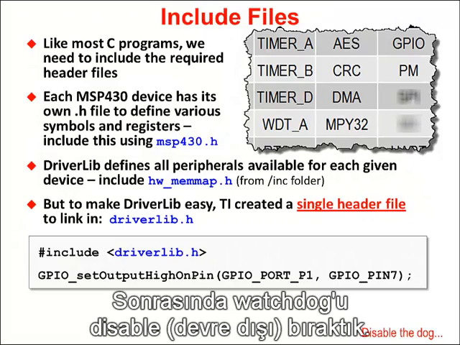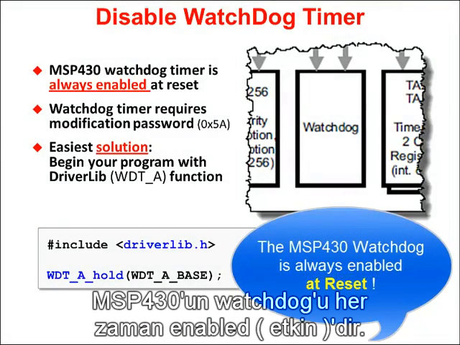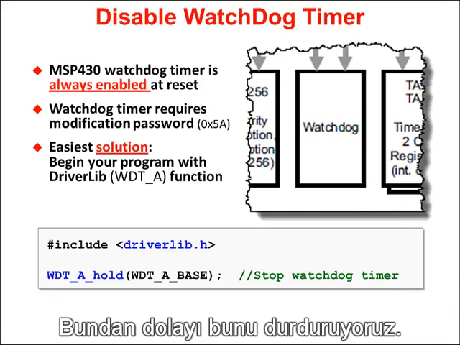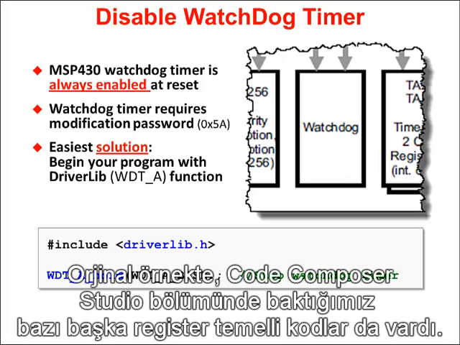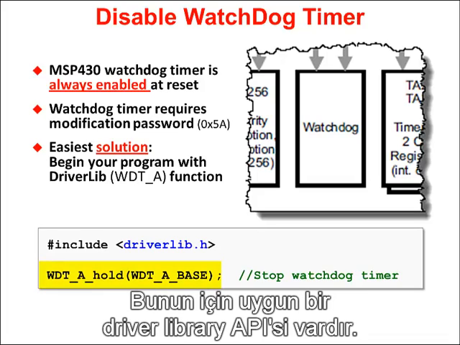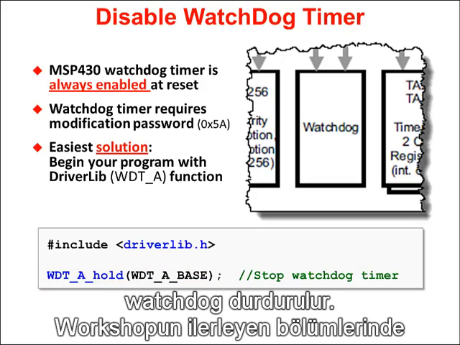Then we have to disable the watchdog. I think we talked about this briefly in the last chapter, but the msp430 watchdog is always enabled. So when you come out of boot on these devices, if you don't do something with the watchdog, you're going to get reset sooner than later. So what we want to do is stop it. There was some of the register-based code in the original example we looked at in the Code Composer Studio chapter. Here, we're just going to hold, in other words, stop or pause the watchdog timer. And there's a nice driver library API for that, WDT_A_hold. And that's how we're going to really stop our watchdog.